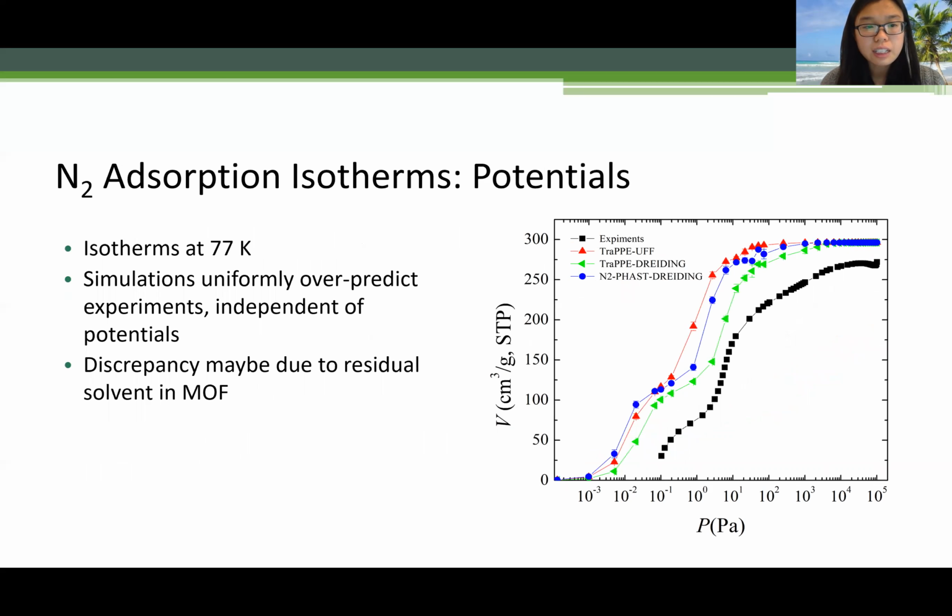Here are the nitrogen adsorption isotherms. The simulations are conducted at 77 Kelvin. You can see from the plot that all those simulations overpredict experiment. Our guess for the discrepancy is residual solvent in the MOF.